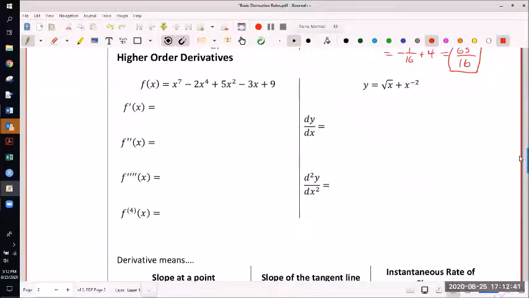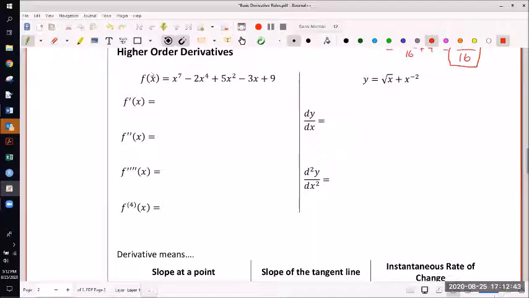Okay, let's go ahead and now find some higher order derivatives. If I start with this function here, the first derivative is going to be 7x to the 6th minus 8x cubed plus 10x minus 3 plus 0. The second derivative of the function, which is the first derivative of the first derivative, is just going to be applying the rules to f prime. So that gives me 42x to the fifth minus 24x squared plus 10.